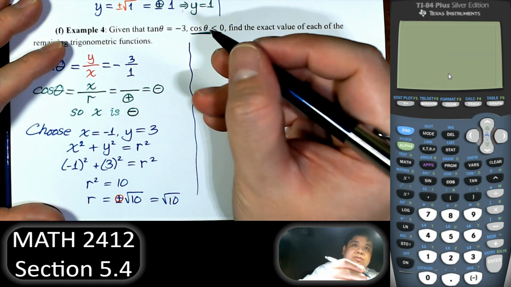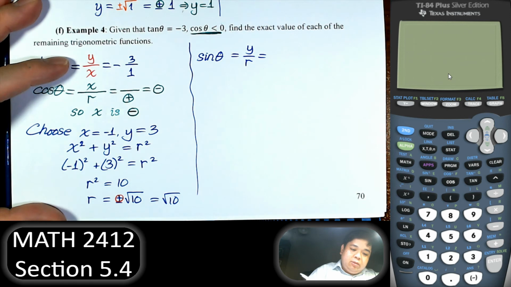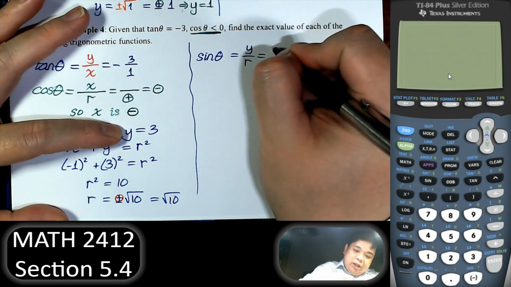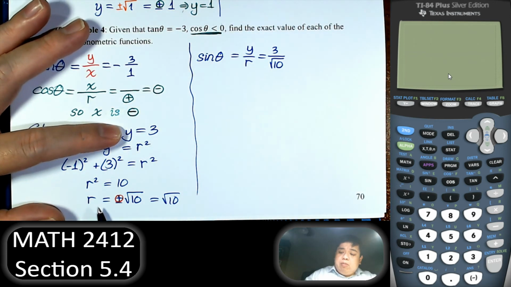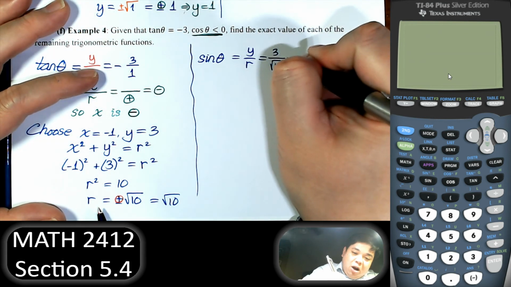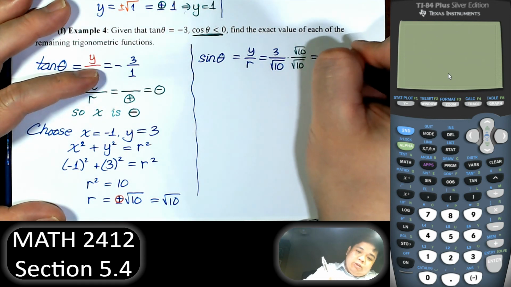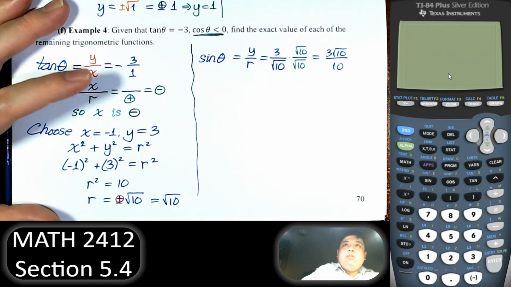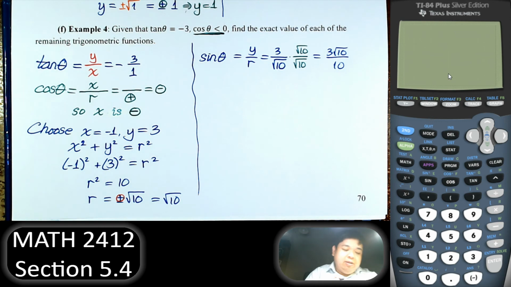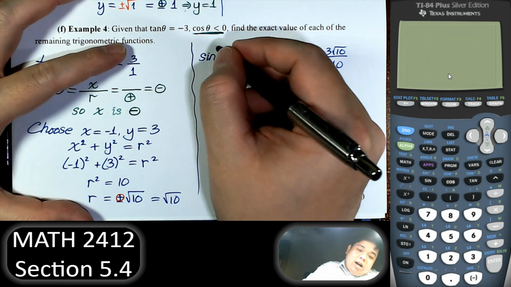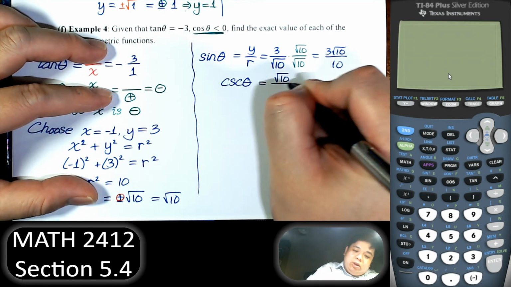Sine is y over r, y is 3, so 3 over r. Of course, if we don't want the square root at the bottom, multiply top and bottom, and we have 3 square root of 10 over 10. Of course, we don't need to do that. We can just say 3 over square root of 10, which is perfectly fine. Sine is that, cosecant is the reciprocal of it. So just flip: square root of 10 over 3.